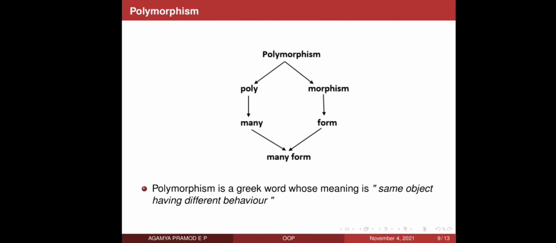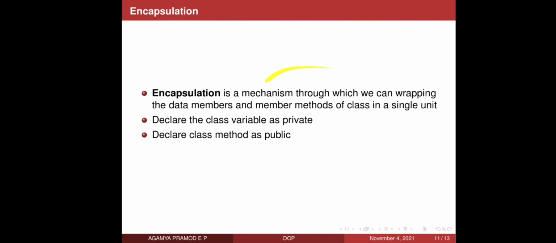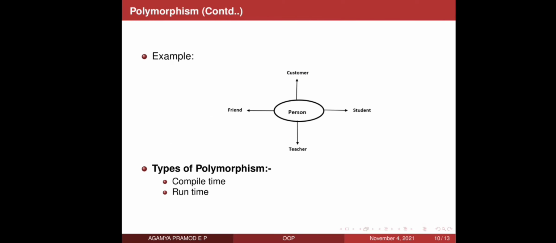Then polymorphism. Polymorphism is a Greek word where poly means many and morphism means form, and it's nothing but many forms. The meaning is the same object having different behavior, and this is the example for that. That is the person. The person can behave like a customer, student, teacher, friend. That is one object having different behavior.